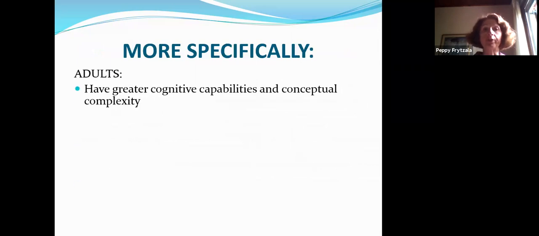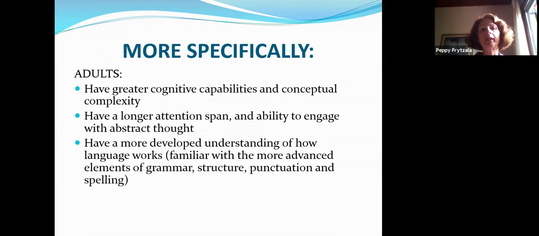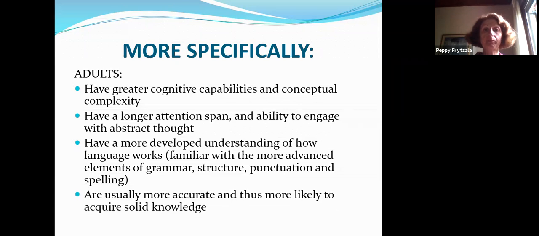Okay, so their ammunition. Adults have greater cognitive capabilities and conceptual complexity. They have a longer attention span and the ability to engage with abstract thought. They have a more developed understanding of how language works, which means they are familiar with the more advanced elements of grammar, although they may not remember all the grammatical phenomena from their mother language. Again, they're quite used to them. They are more familiar with structure, punctuation, and spelling. Also, they're usually more accurate and thus more likely to acquire solid knowledge.